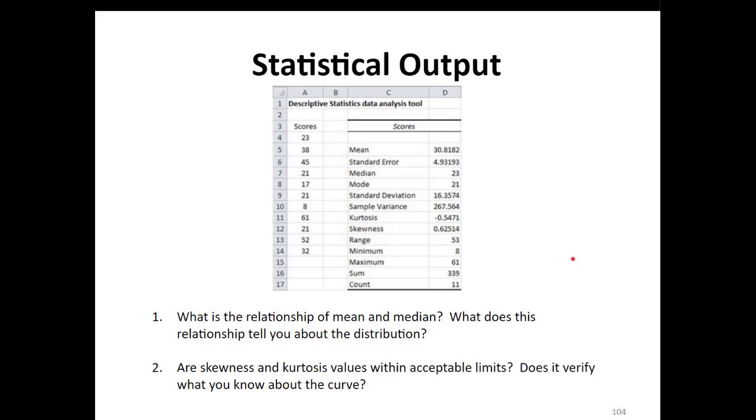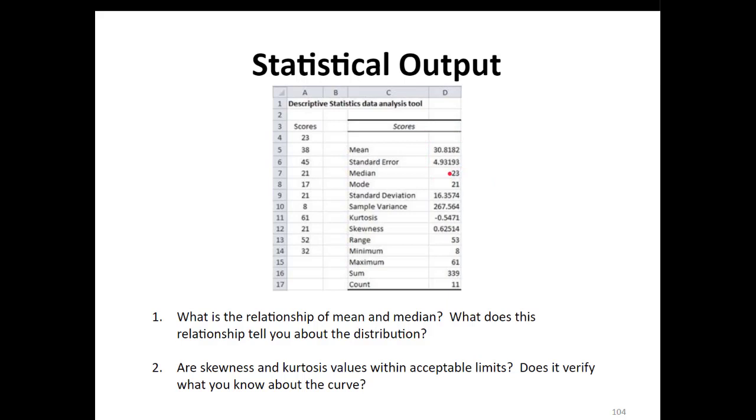Here is another piece of statistical output. Now this is a great chance again for you to pause the video and see if you can do this on your own. Go ahead and pause. And if you decided not to pause, or if you're back after pausing, let's do it together. Again, we're going to look at the relationship between the mean and the median. Here the mean is 30.8 and the median is 23. So the mean is still greater than the median. This is suggesting a positive skew.